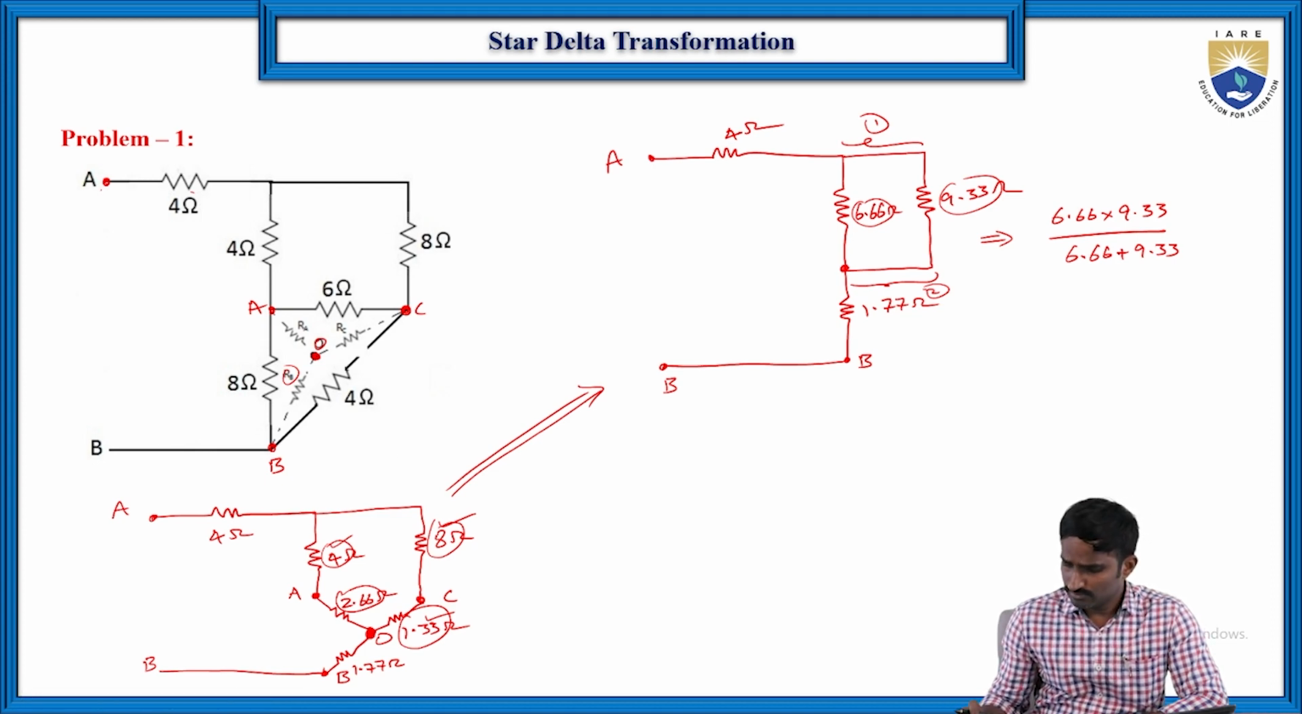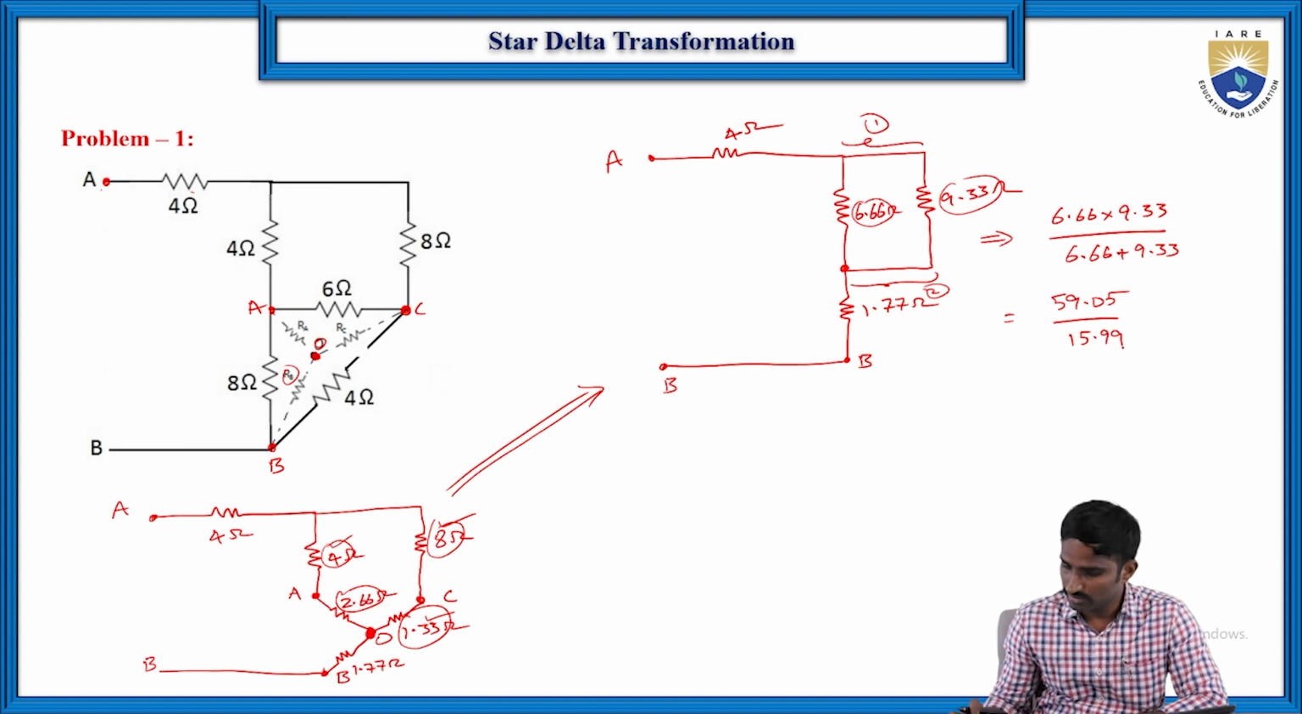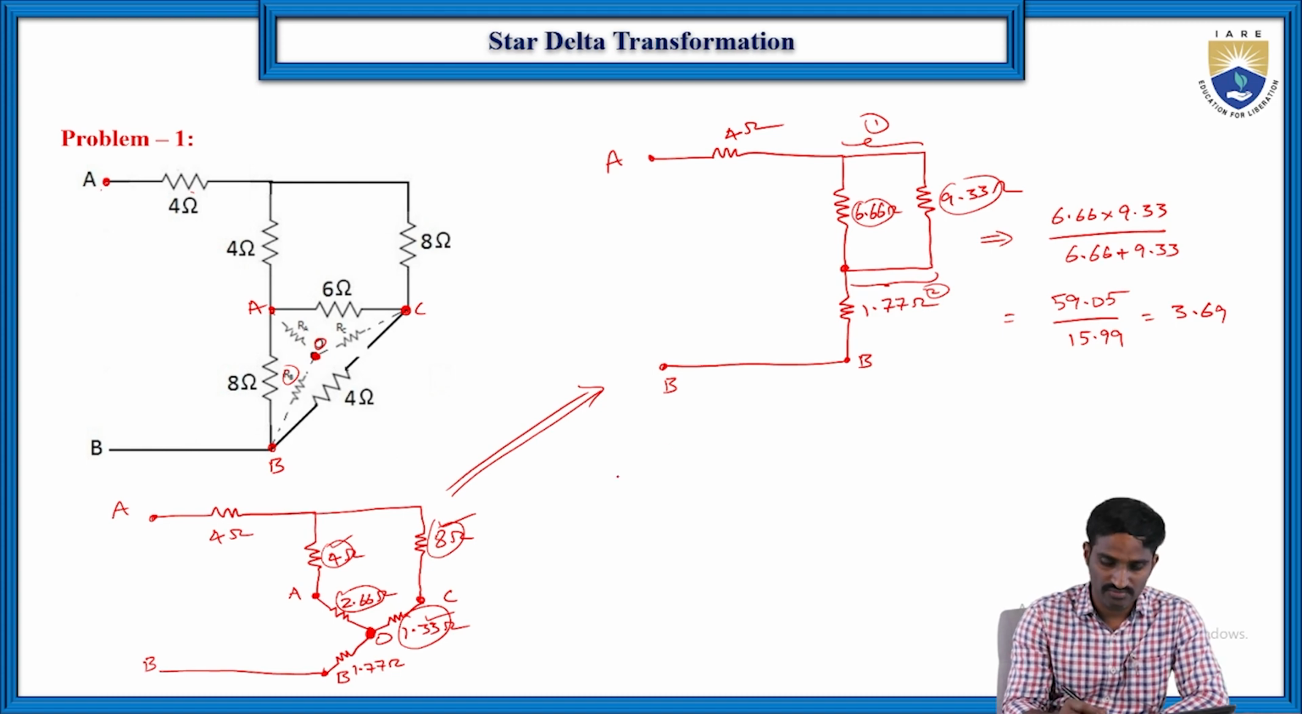So here then 6.66 into 9.33, which is equal to 59.05, then 6.66 plus 9.33, which is equal to 15.99. Then here 59.05 divided by 15.99 is equal to 3.69. So then these two can be replaced with one single circuit, I mean one equivalent resistance.